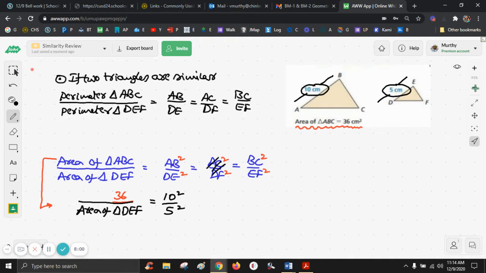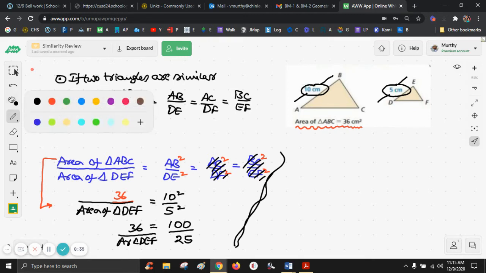Here the rest of the fractions are not required. I just copied them for your information. For that matter, you can choose any one of those sides to compute. Now, I am sorry, I don't have enough space, so I'm doing the other side. Let me try to fit it here. 10 square is 100, 5 square is 25, then here is 36. Let me write a little shorter: area of triangle DEF.